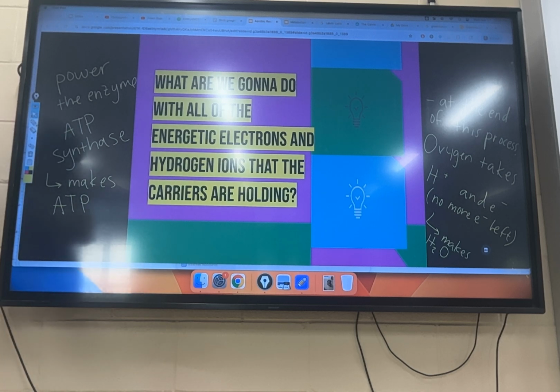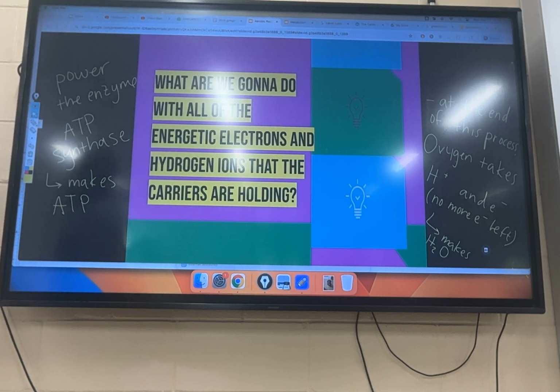Oh, I've got a question. Why are they using ATP to make ATP? They are using a little bit of ATP at the very beginning to get the process going, but after that step, we're not really using ATP. We're using other kinds of energy moving around.